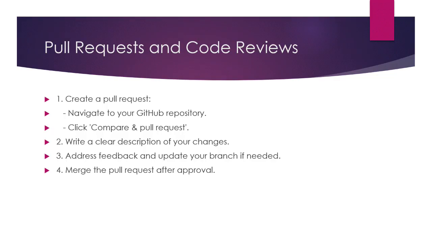Pull requests and code reviews. Finally, let's discuss pull requests and code reviews. Pull requests are how you propose changes to a repository. They're also where discussions and reviews happen. 1. Go to the forked repository on GitHub. 2. Click the Compare and Pull Request button. 3. Fill out the pull request description explaining your changes. 4. Submit the pull request.